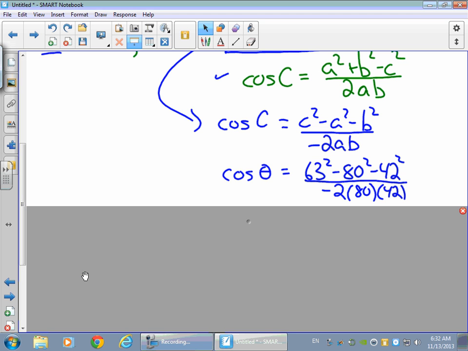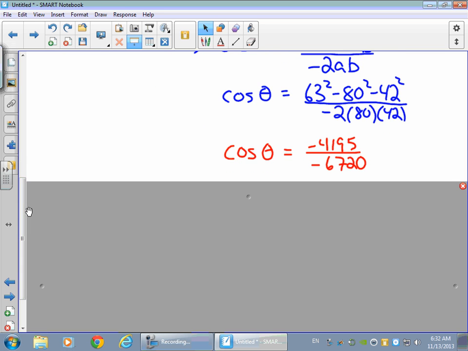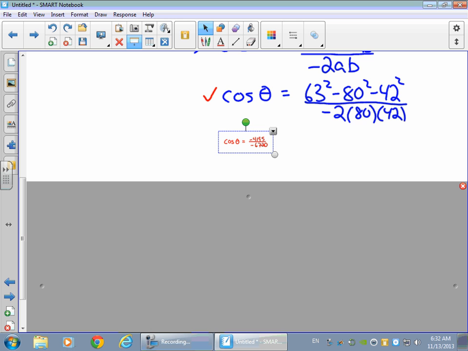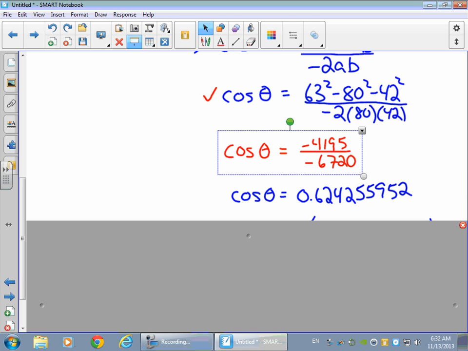Okay, so finishing up here. This is an optional move, but it may be one that some of you have to do. What I've done here is basically worked out the numerator and the denominator in my cosine line. 63 squared minus 80 squared minus 42 squared is negative 4195. The denominator works out to negative 6720. Certainly, you don't have to do that, but if you need to, that's what you should be getting at that point. If you can do the entire calculation from the right side in one go, you end up with a decimal, hopefully one that looks like this one.